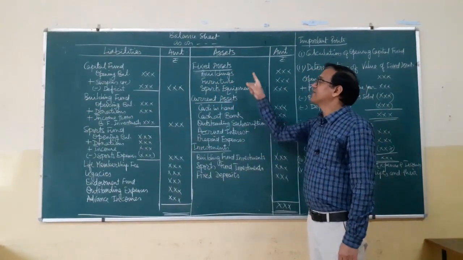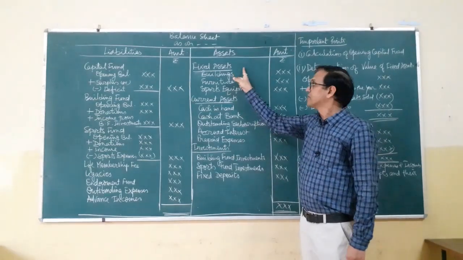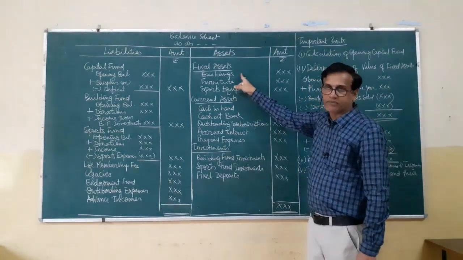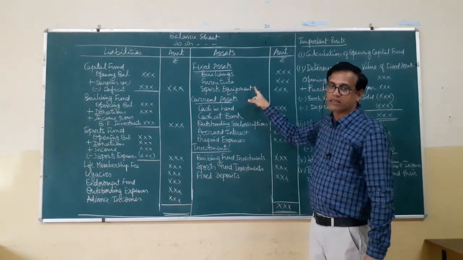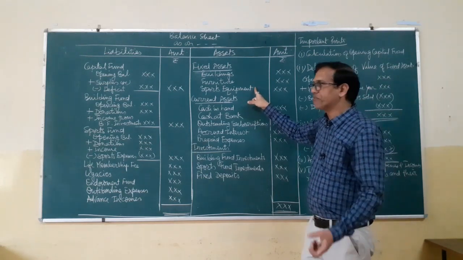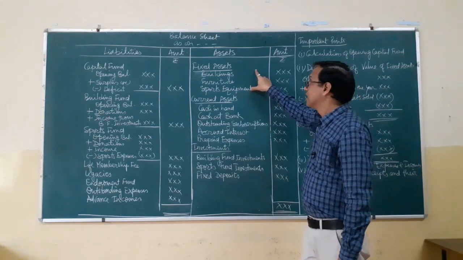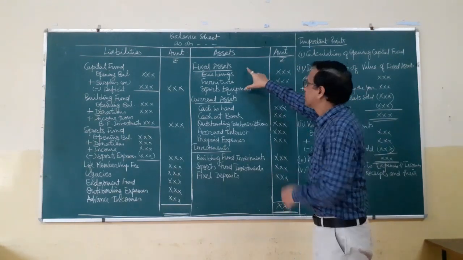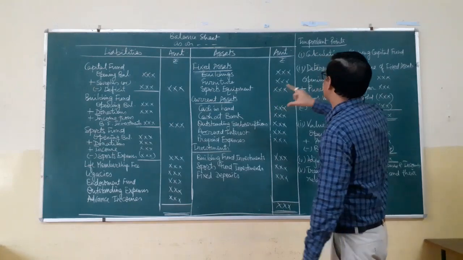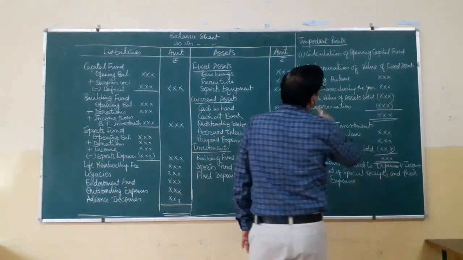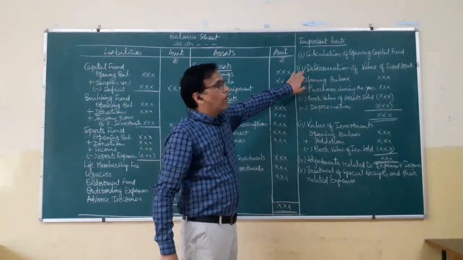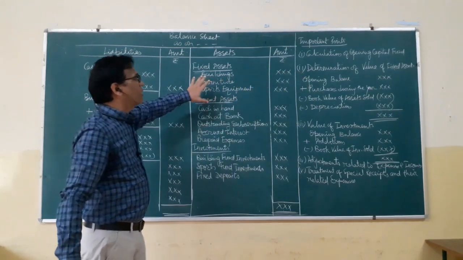On the asset side, fixed assets are shown: building, furniture, sports equipment, some machineries may also be there. So these items are taken as fixed assets. How to calculate the amount? For space reasons, I have written it in notes. How to calculate the value of fixed assets to be shown in the balance sheet?